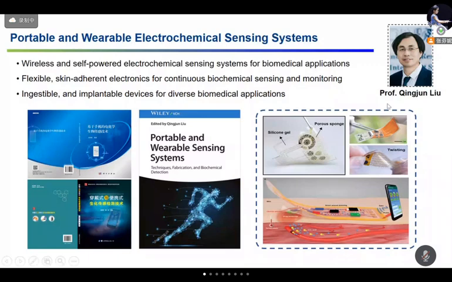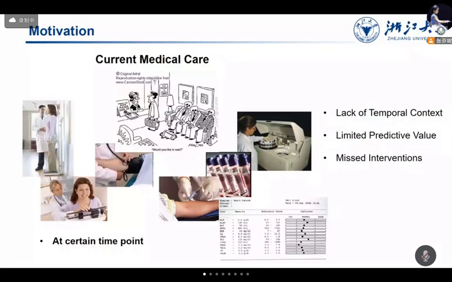And next I'm going to go through Professor Liu's research. Professor Liu is mainly working on wearable sensing systems. The problem he's trying to solve is the continuous monitoring of signals. The method he is using is electrochemical sensing, because electrochemical methods are easier for us to make small, so it's more compatible with wearable systems.